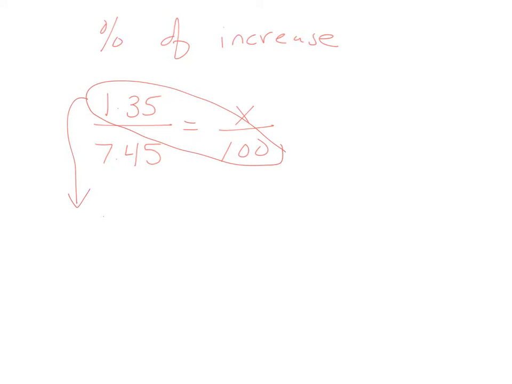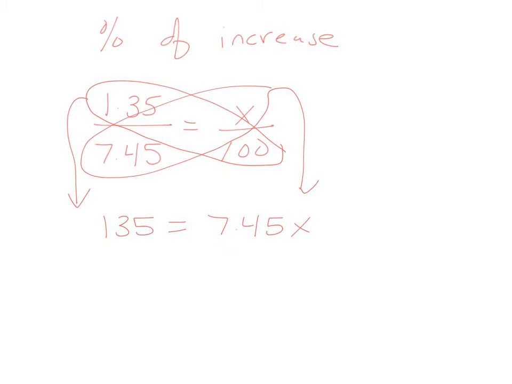I'm going to move my decimal over 2 spots and get 135 equals, and then over here, I'm going to take 7.45x, and now we're going to divide by 7.45, and we're going to end up with x equals 18.12. So again, this is not going to round it up because it's 18.1. The 1 doesn't push it up. So x is going to be 18%. And that's how much it's going up by. Percent of increase is 18%.